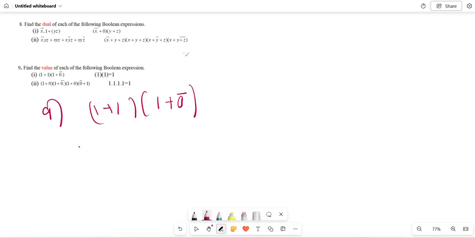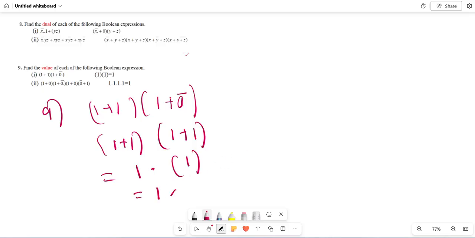Now we are not going to swap the things. What we are going to do is find the values. When finding the values, first start with the complement. Here 1 plus 1, and 0 bar is 1. After that, you know that 1 plus 1 is 1, right? Here dot, 1 plus 1 is 1. 1 dot 1, it is what? 1.